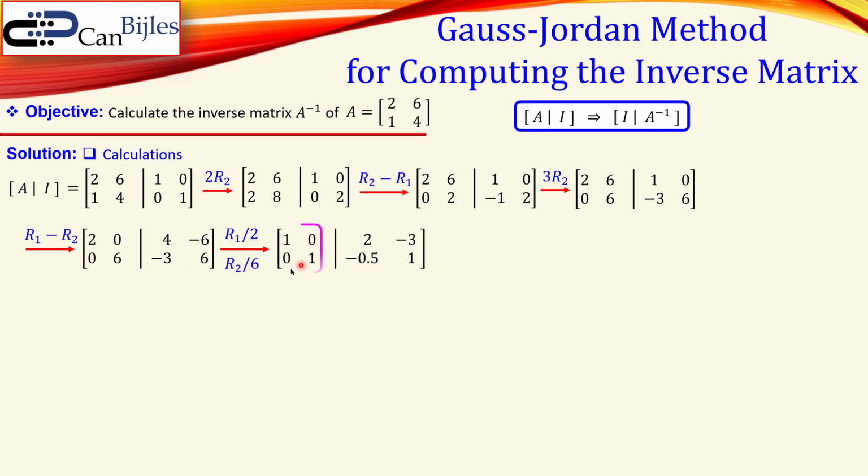Now you see here this identity matrix as we wanted, and here if you look to the right side after this vertical line, that will be your inverse. And this inverse we also had from the formula we have seen before.